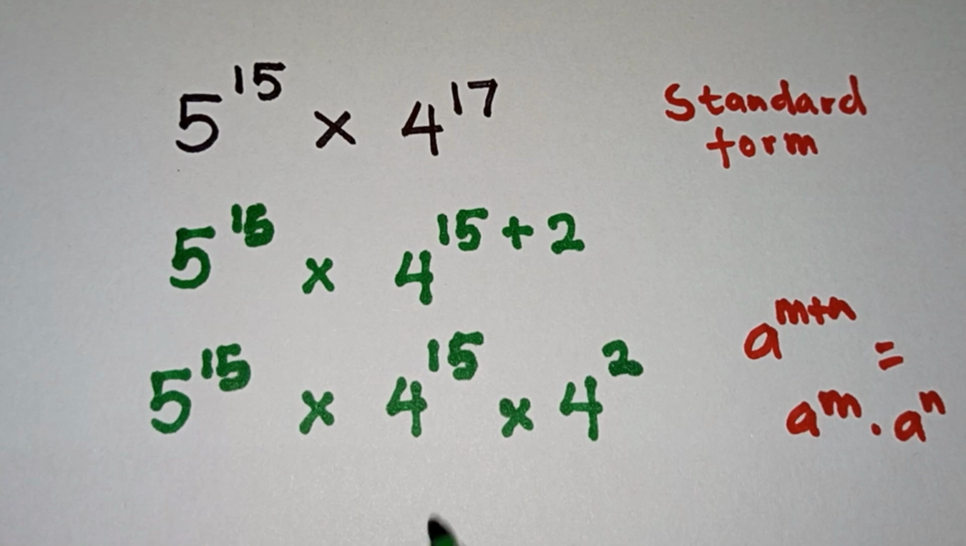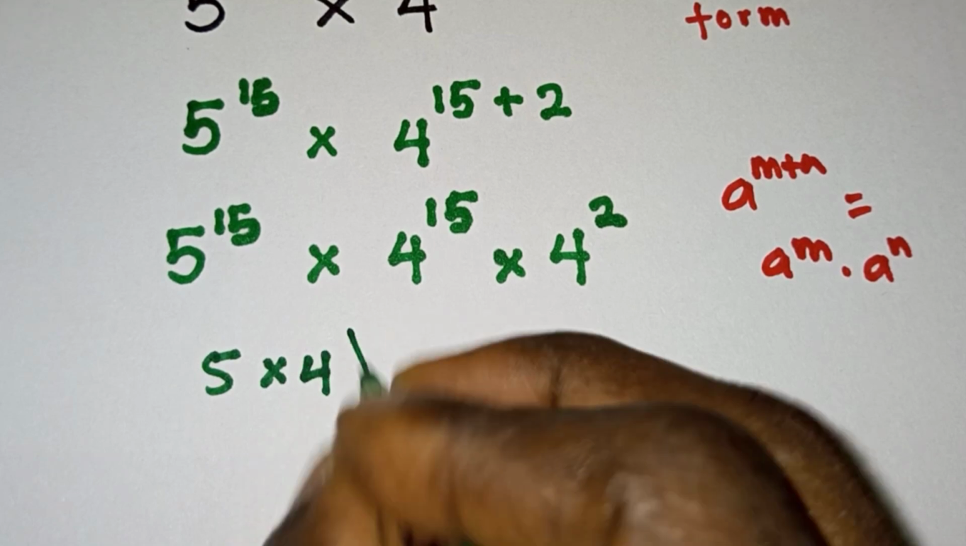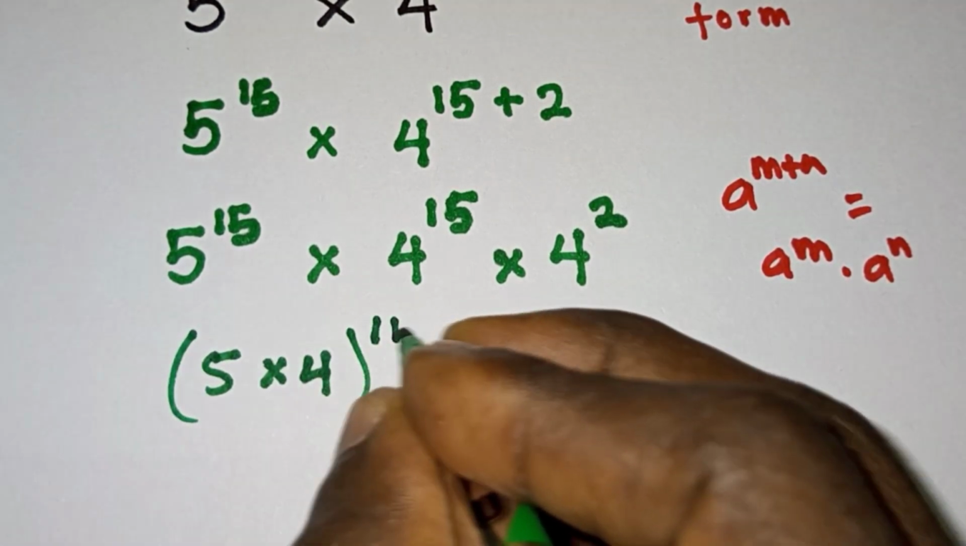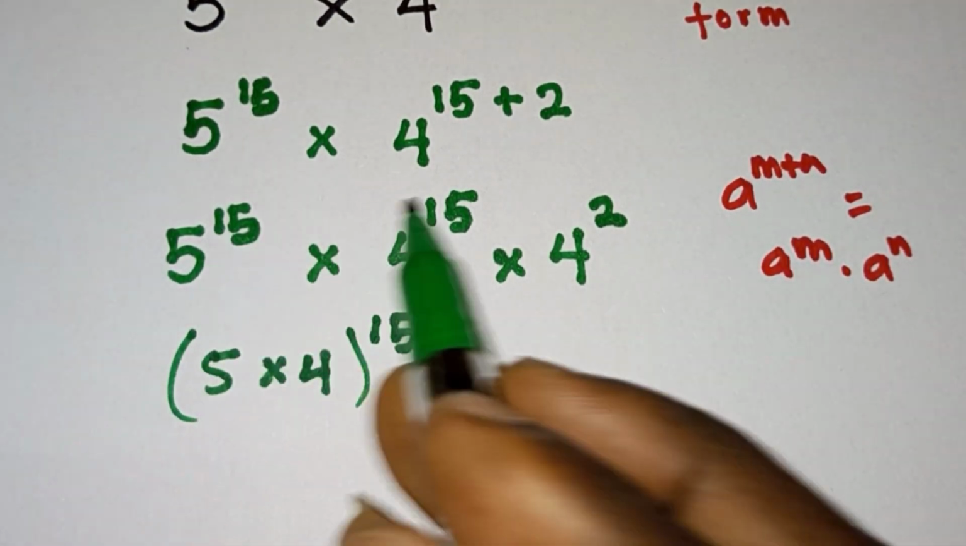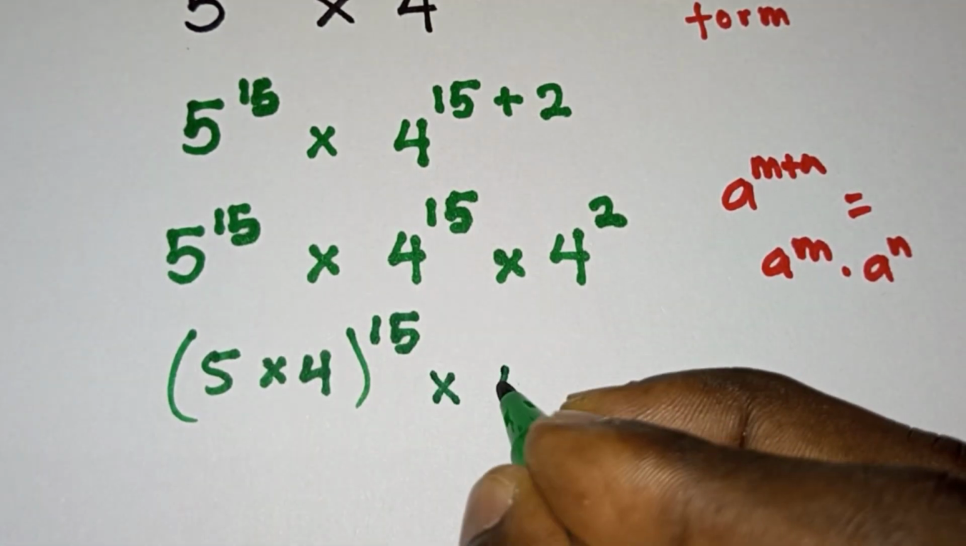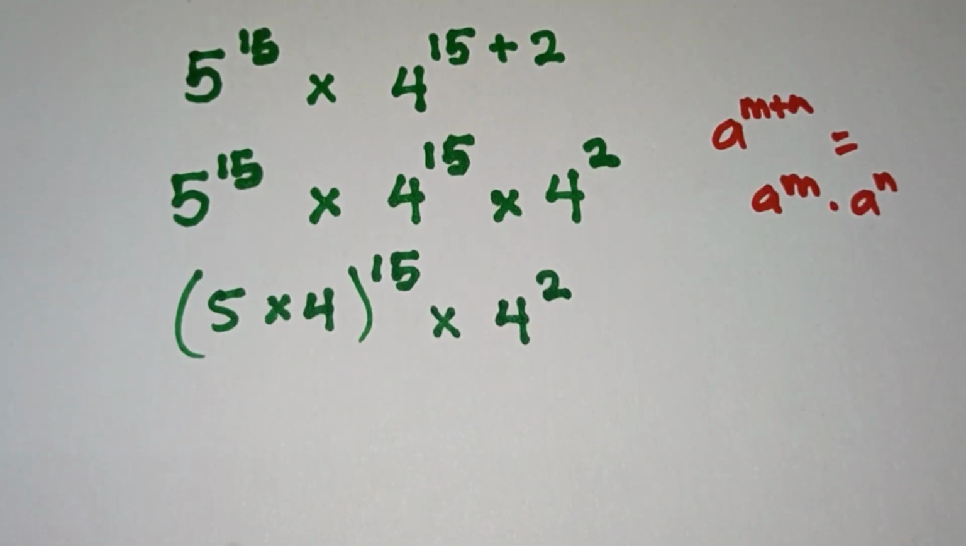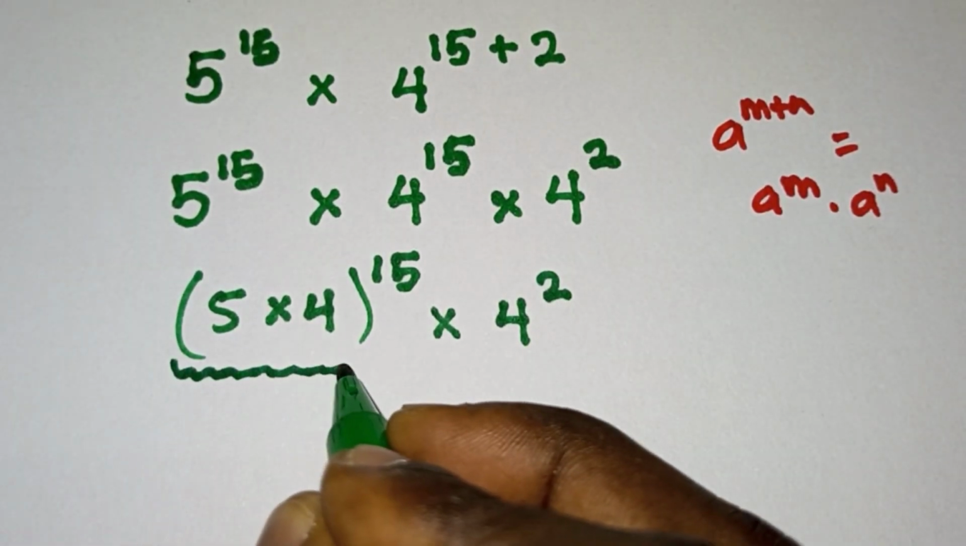Now from here, we're going to have 5 times 4 all to the power 15. The reason is that the powers are the same, right? Then times 4 to the power 2. Now let's pay attention to this whole thing.